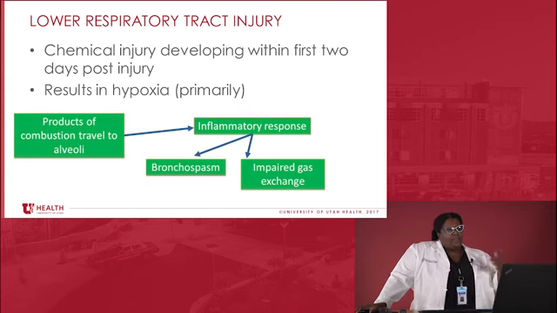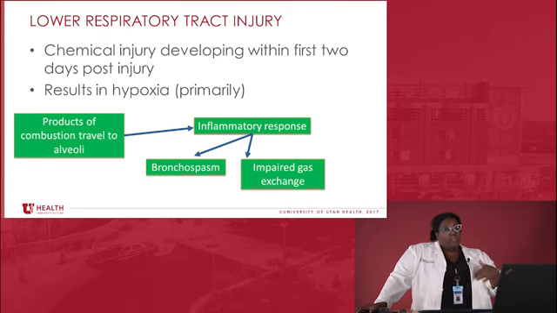And so the products of combustion travel down to the alveoli. This causes an inflammatory response. You can get some bronchospasm in the larger airways. And then at the lower airways and at the alveoli, you get impaired gas exchange.